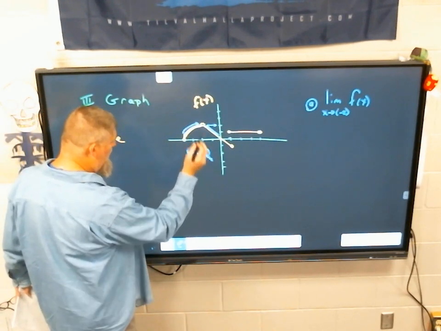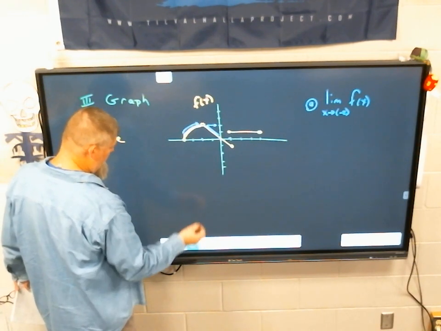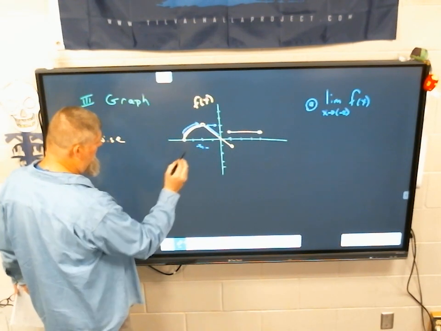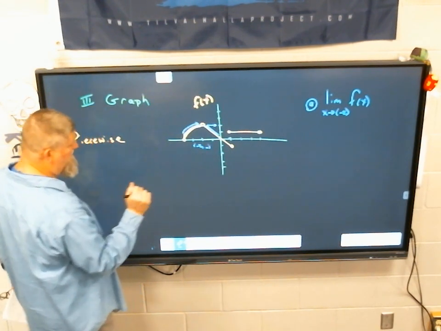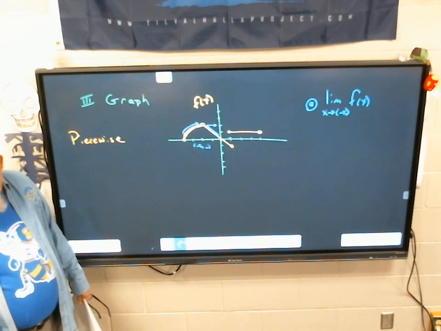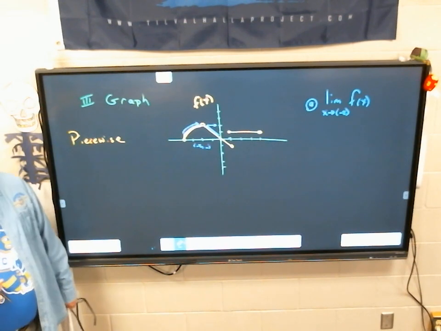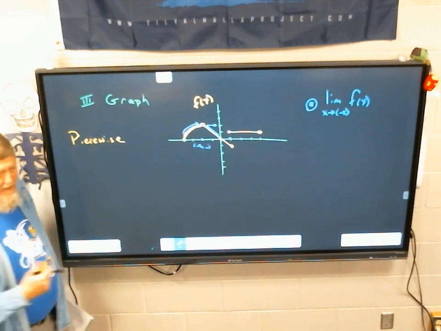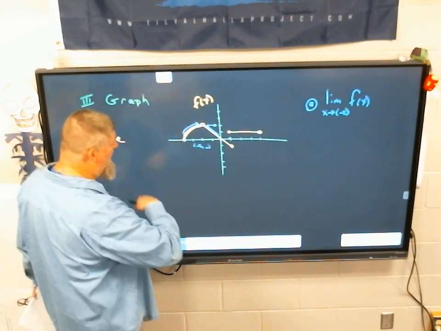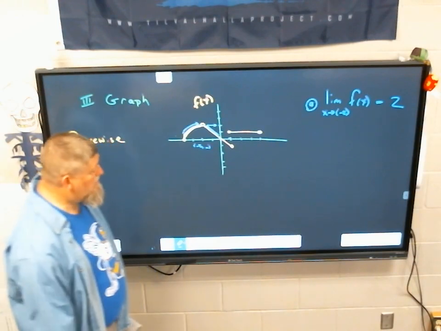Because it's open, right? So there is no value, I should say, at x equals -2. It's totally undefined. There's a hole there. Does that matter? Does it matter that there's a hole when I actually get to -2? No. The answer is no. All I'm caring about is what value am I approaching from the right and from the left. And they're both approaching the same number, so the answer is +2, the y value.